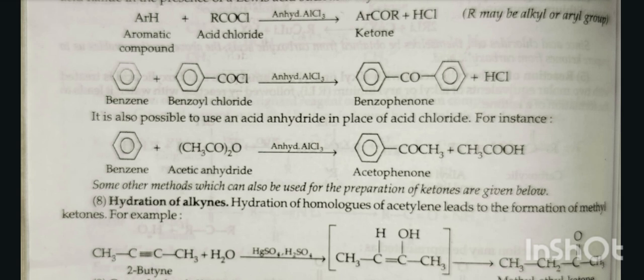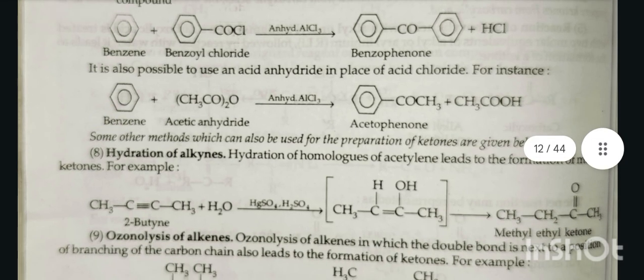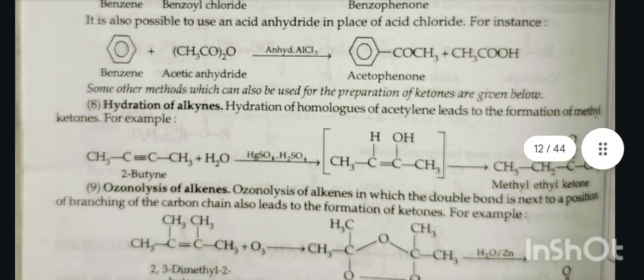It is also possible to use an acid anhydride in place of acid chloride. For instance, benzene plus acetic anhydride gives acetophenone plus ethanoic acid. Some other methods which can also be used for the preparation of ketones are given below. Eighth, hydration of alkynes. Hydration of homologues of acetylene leads to the formation of methyl ketones. For example, 2-butyne gives methyl ethyl ketone in the presence of HgSO4 and H2SO4.